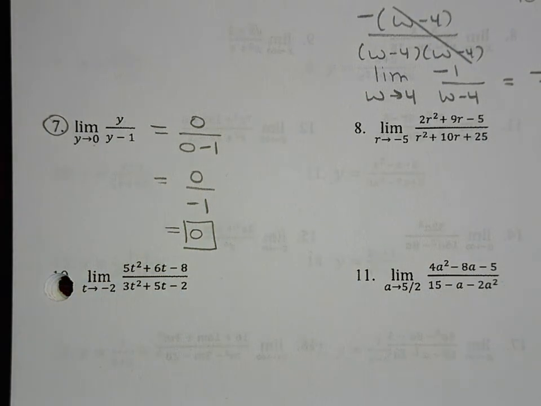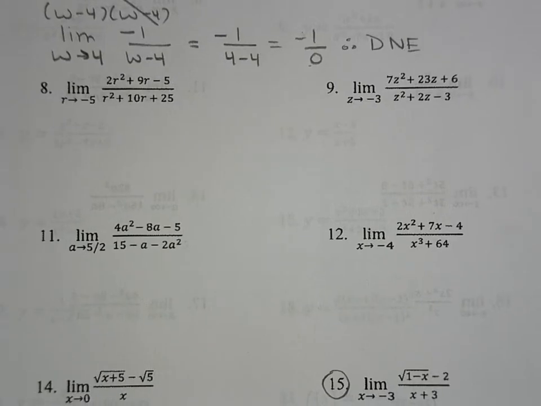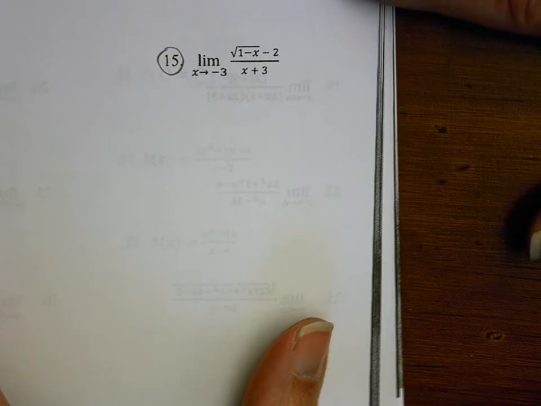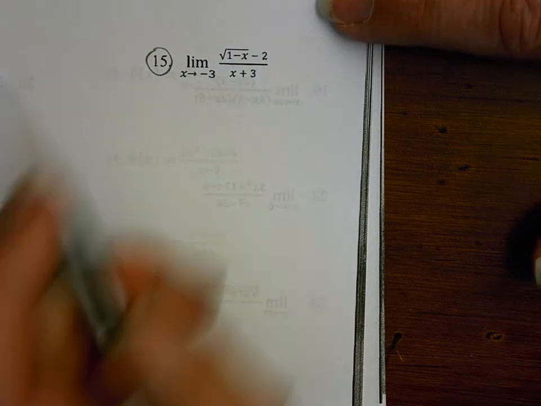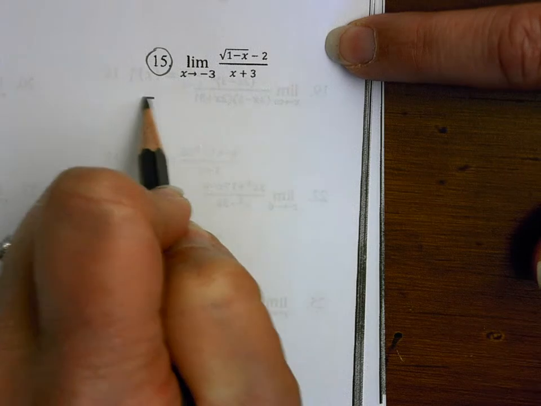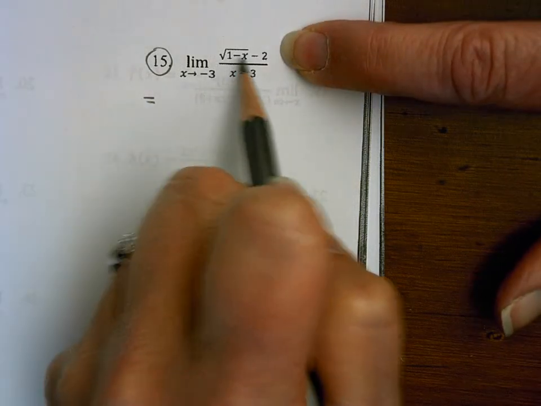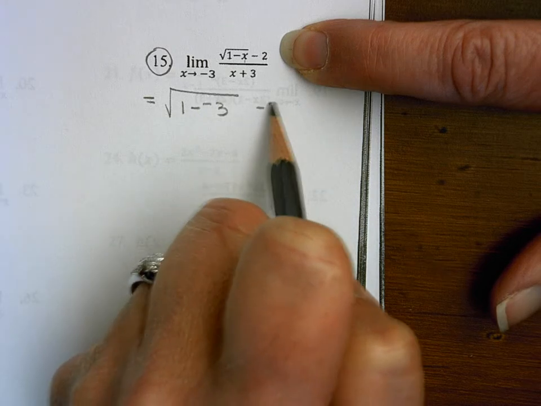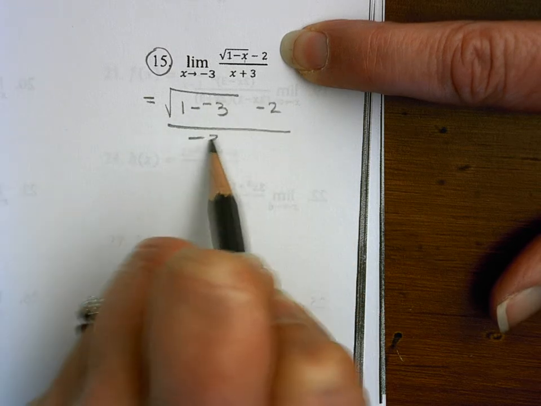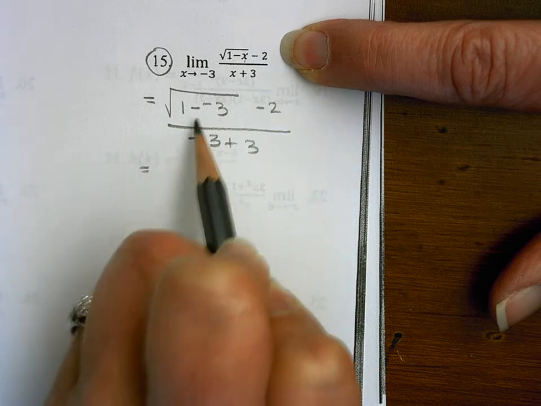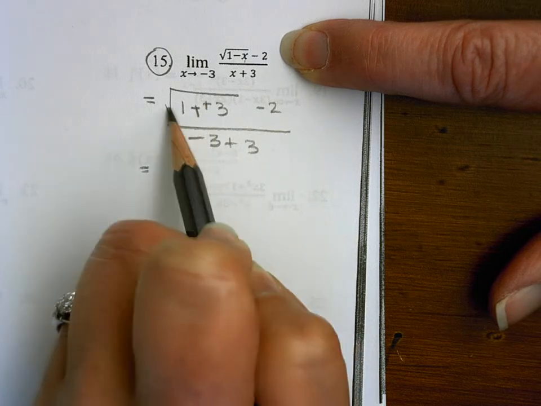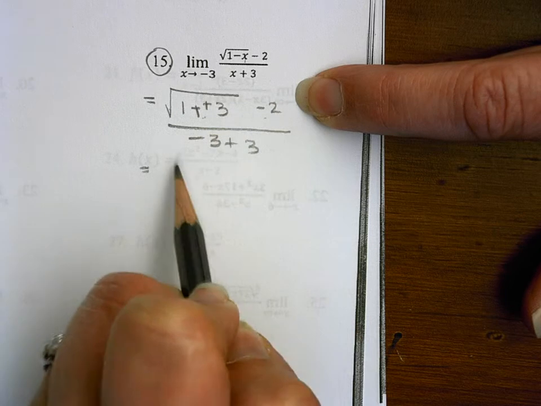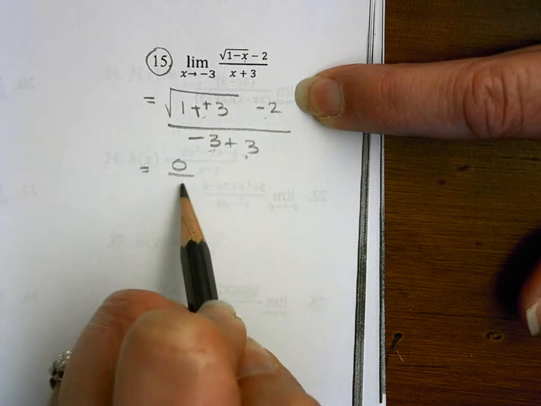Okay. And then let's take a look at number 15. The first thing I want to do is substitute the negative 3 in. So I'm going to do that down here. So I'll have 1 minus a negative 3, minus 2, and then negative 3 plus 3. So that's just 4, right? 1 plus 3. So the square root of 4 is 2, and 2 minus 2 is 0 over negative 3 plus 3, which is 0.